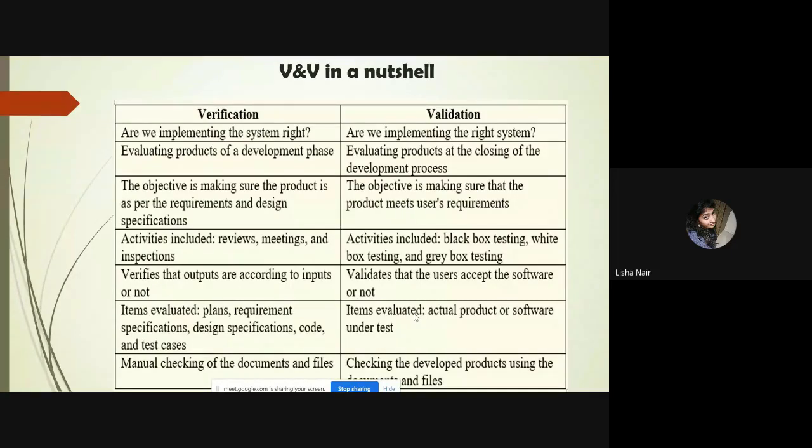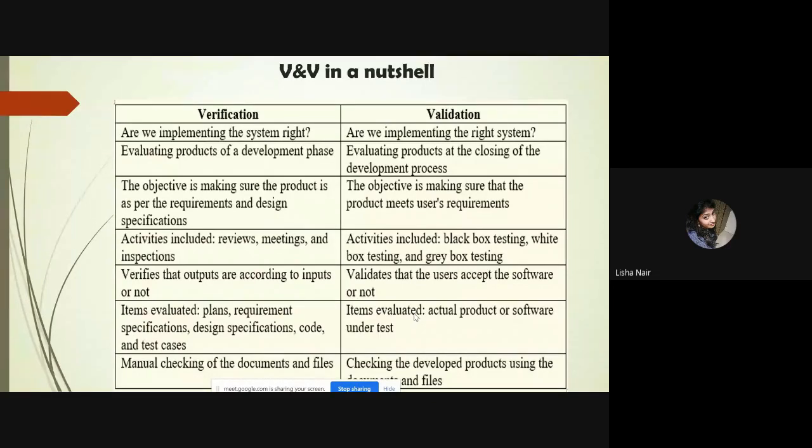So when you are in this phase, you are going to ensure that you implement the right system. All that comes in the verification area. But validation is something once the system is built, you assess whether the right system is implemented. Then we are going to evaluate whether, in the development phase itself, we are doing it right.